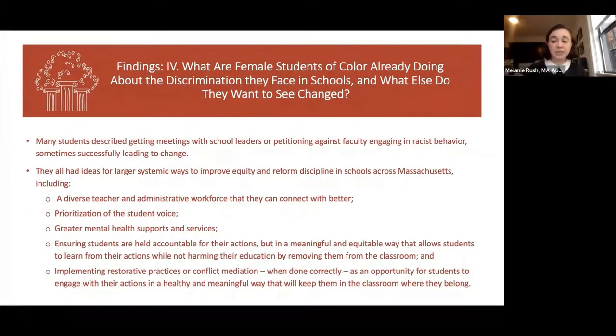And then in particular, a number of students mentioned restorative practices or direct student mediation, conflict mediation, as an opportunity to do exactly that, to engage in a healthy and meaningful way. And I was really impressed that some of these students even knew that terminology. I definitely did not at that age. But they also said that it needed to be done correctly.